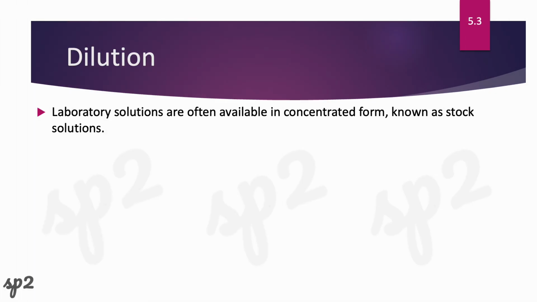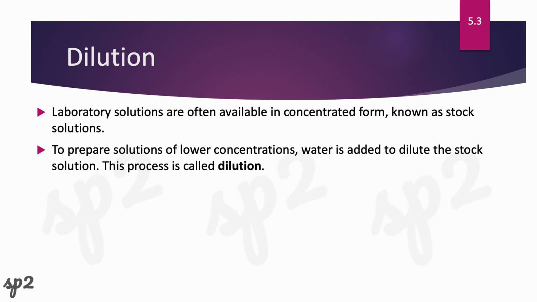Now we're going to be looking at dilution. When you're thinking of purchasing a chemical in our labs, typically the solution comes in a very highly concentrated form. You can call those stock solutions. Now, in order to prepare a solution at lower concentration, which is what we typically need, we need to add the solvent, which is water, in order to dilute the stock solution. This process is called dilution.